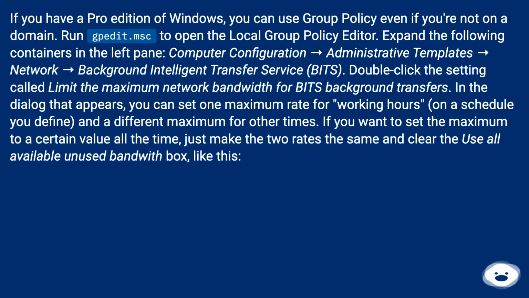In the dialog that appears, you can set one maximum rate for working hours, on a schedule you define, and a different maximum for other times. If you want to set the maximum to a certain value all the time, just make the two rates the same and clear the Use all available unused bandwidth box, like this.